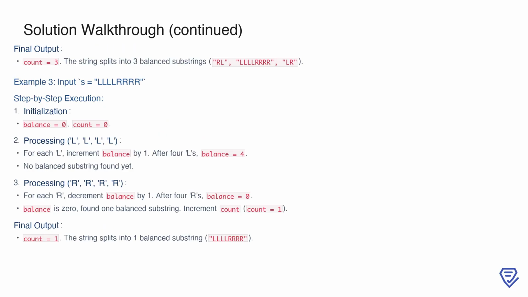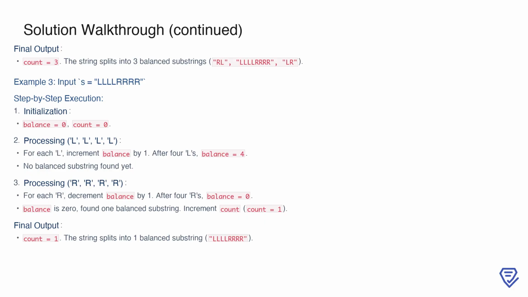As a final example, we examine the input S equals LLLRRR. Starting with balance equals 0 and count equals 0, we process the first 4 characters, all L. For each L, we increment balance by 1, resulting in values of 1, 2, 3, and finally 4. Since balance remains non-zero, no balanced substring has been found so far.